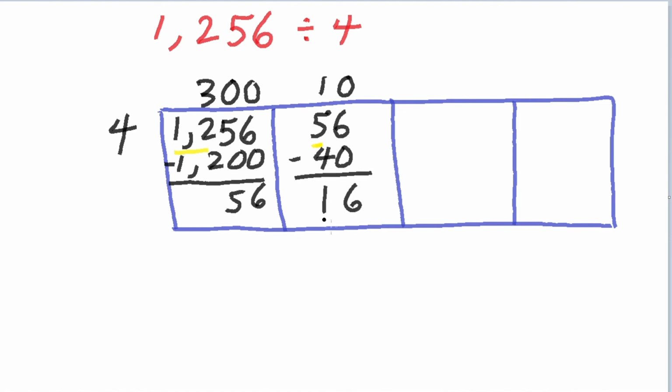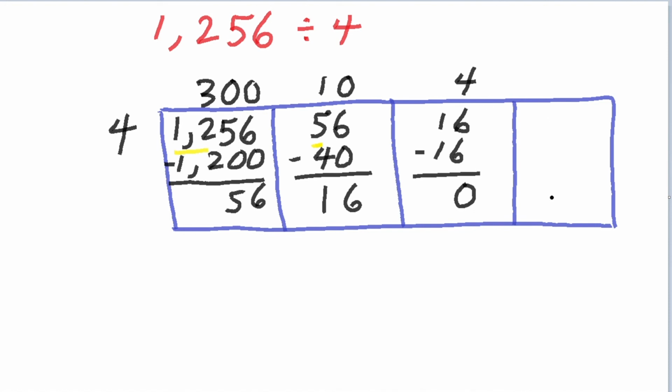Okay, we still have 16 that needs to be divided by 4. And we all know that 16 divided by 4 is 4. That's right. And 4 times 4 is 16. So we have a remainder of 0. We didn't need that 4th column, but that's okay. That was there for just in case.